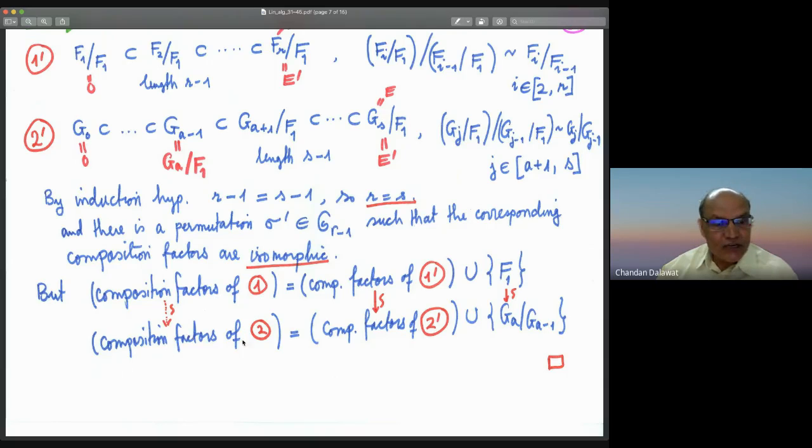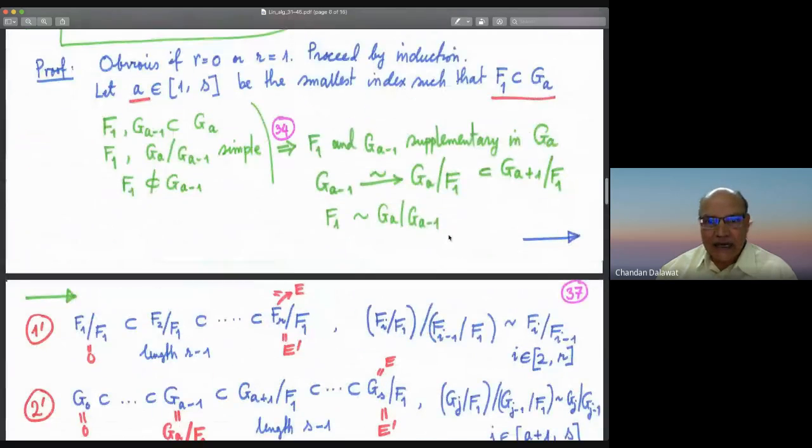Similarly, the composition factors of the series 2 are the same as the composition factors of the series 2 prime, plus this GA modulo GA minus 1, which is missing here. But this F1, which was missing in the first one, and GA modulo GA minus 1, which is missing in the second one, are really isomorphic to each other. That's what we had proved, right?